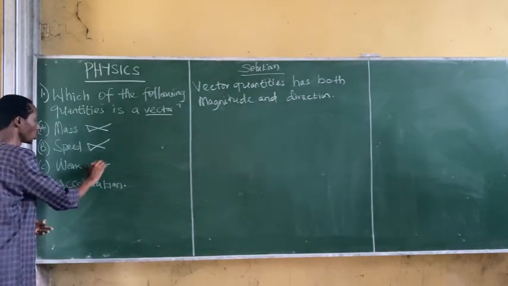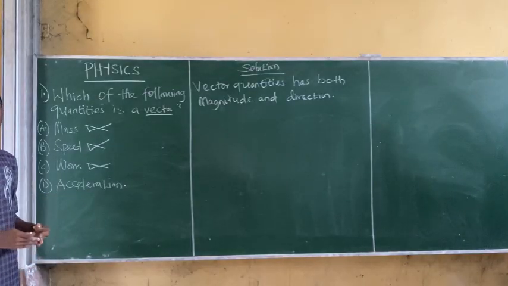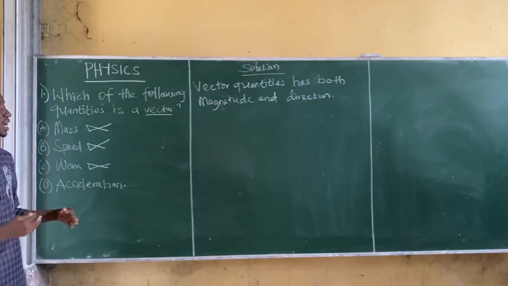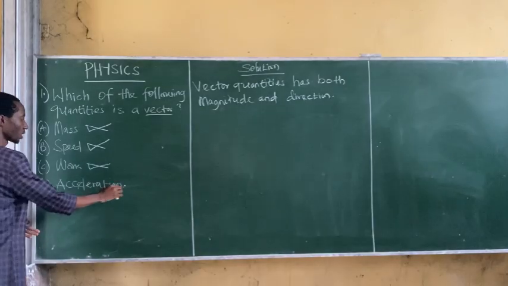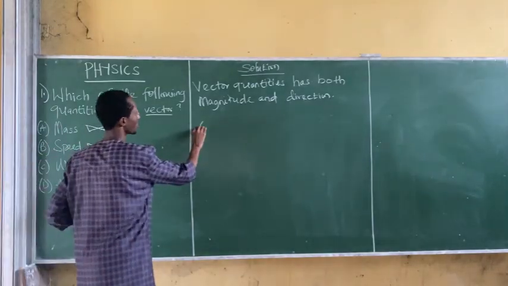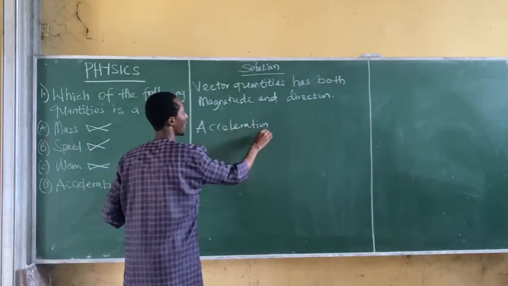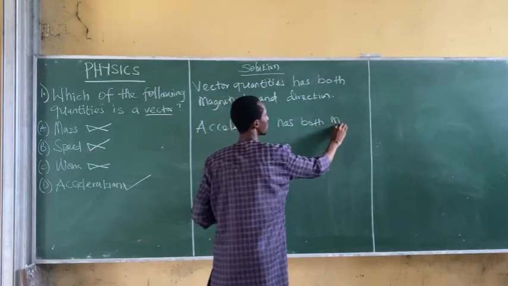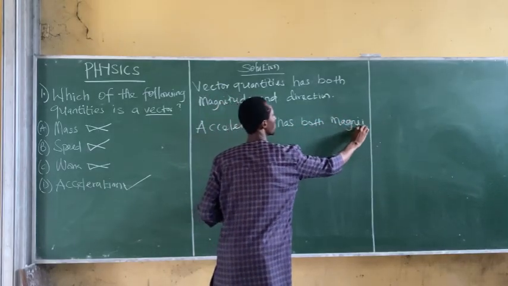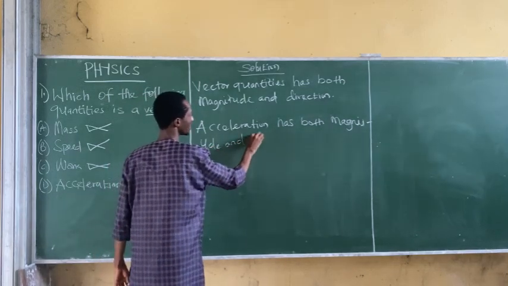So it's wrong. The correct answer here is option D, acceleration. Acceleration is a vector quantity because it has both magnitude and direction. So this is our correct answer.